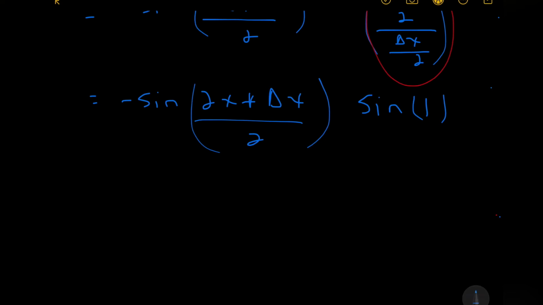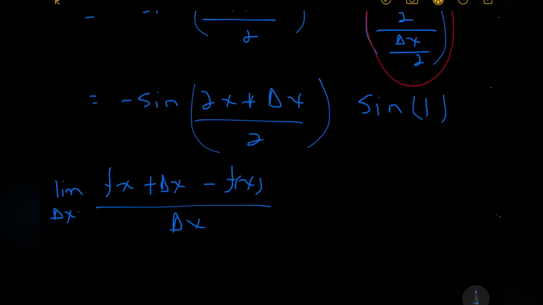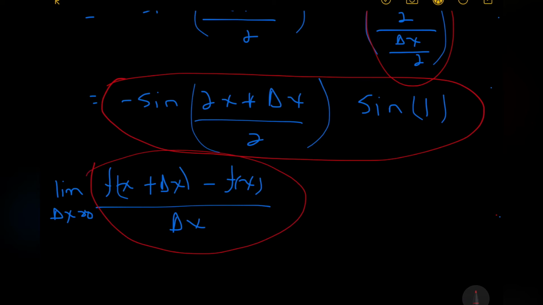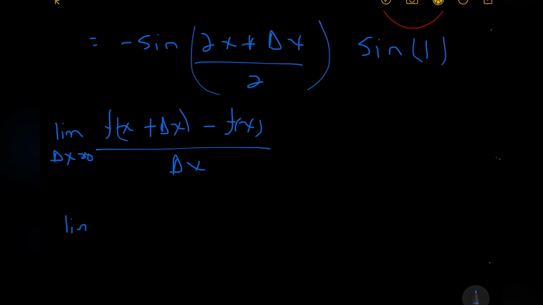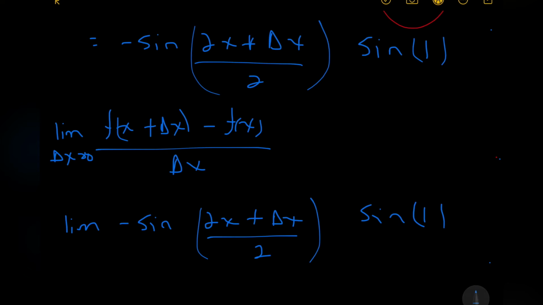At this stage, we're going to find the limit, which is step 4 of first principles. So we're going to find the limit of what's here: the limit of negative sine of (2x plus delta x) over 2, times sine 1, as delta x approaches 0.